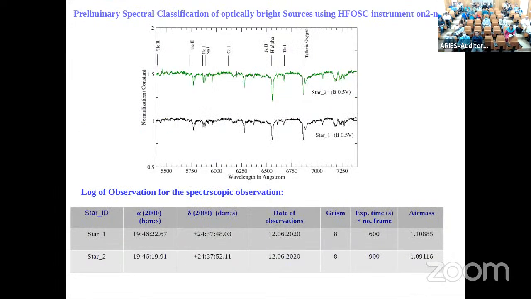So this is the log of my observation. I have taken the spectra using Prism 8 of massive sources, and by using the standard library and other previous literature, we have identified the important lines present and classified them as a B star. That will help us to determine the cluster distance and other parameters.